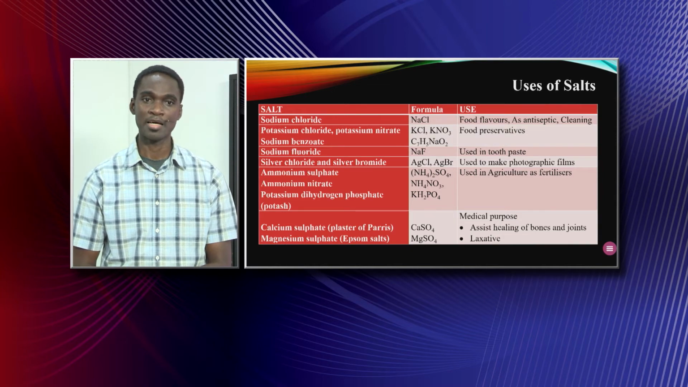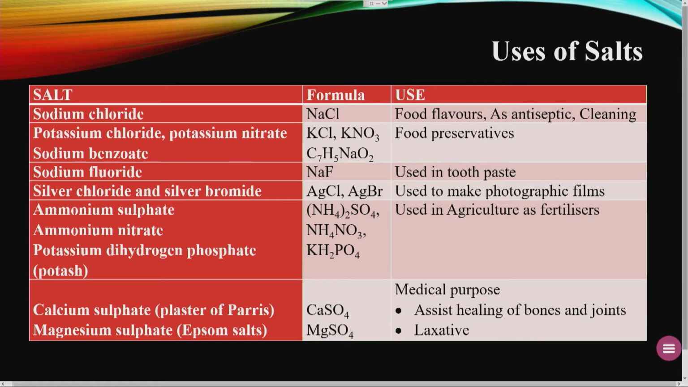Ammonium sulfate, ammonium nitrate, and potassium dihydrogen phosphate, what we call potash. So (NH4)2SO4 is ammonium sulfate, NH4NO3 is ammonium nitrate, and KH2PO4 is potassium dihydrogen phosphate. They are used in agriculture as fertilizers. The NH4 is what would produce the ammonia, the NH3 would give the nitrate, and the PO4 would give the potash that is used for proper plant growth.